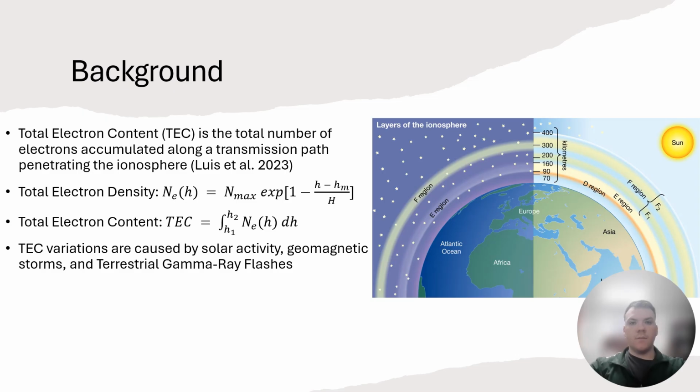For some background information about how electron densities can affect the attenuation of an electromagnetic wave, the total electron content is the total number of electrons accumulated along a transmission path as they penetrate the ionosphere.